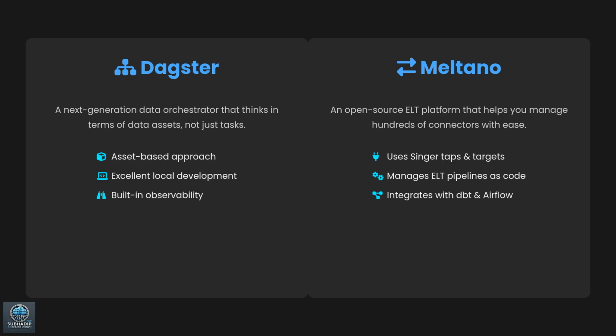Next, let's talk about moving and managing data. Dagster is a modern orchestrator that understands your data assets, making pipelines more reliable and easier to debug than traditional task-based tools like Airflow. On the integration side, Meltano simplifies ELT by using the Singer standard, allowing you to easily connect to hundreds of data sources and destinations.